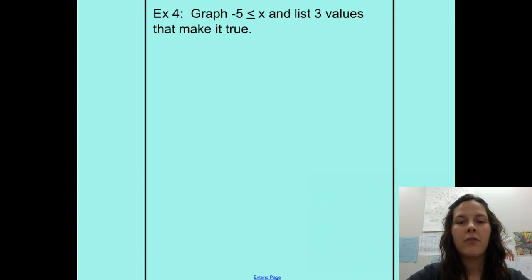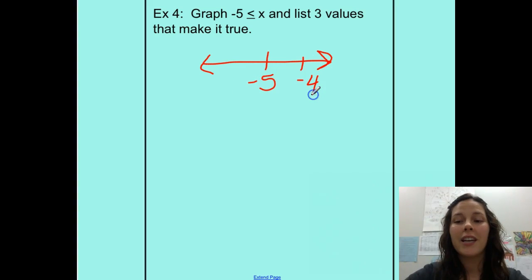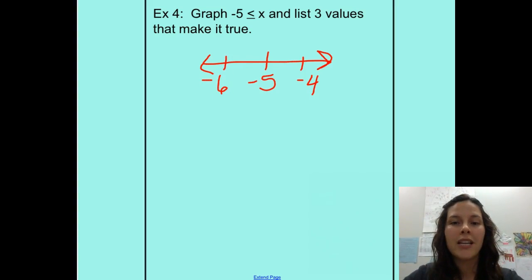One more example of graphing and then we'll move on to solving. Again, I like to put my solution in the middle. One value higher, and be careful when you're on the negative side. It looks smaller, but -4 is bigger than -5. And then one value smaller, which would be -6. And then we're going to list 3 values that make it true.